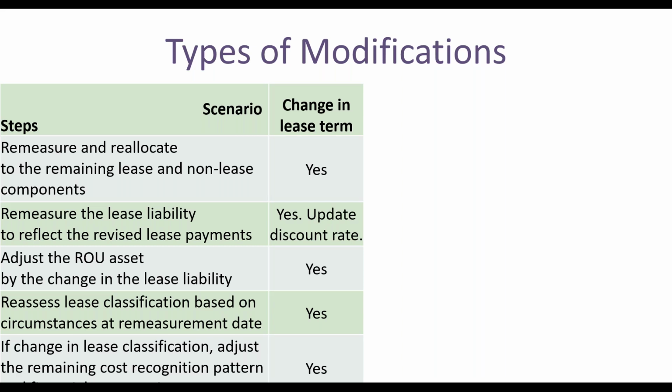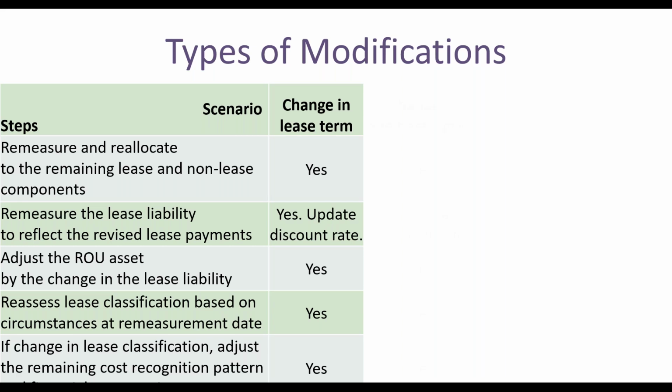You think you're going to perhaps exercise a renewal option that you previously had not. And so you're going to have to update that discount rate because it's a big enough change, which means that you're going to have to adjust your ROU asset. And that also means that the lease classification might change, that second to the last row there in this table. And of course, if the lease classification changes, you're going to have to adjust how you might recognize your costs going forward.